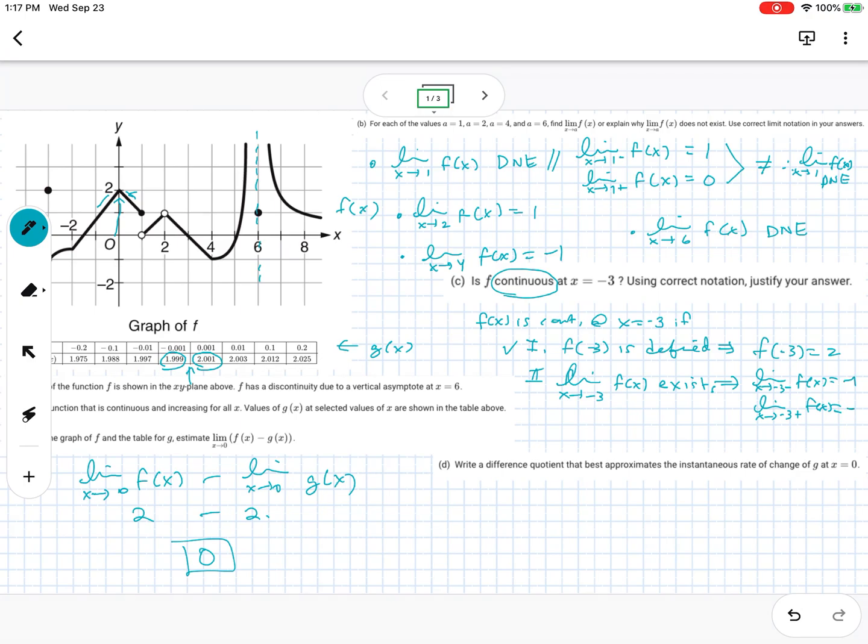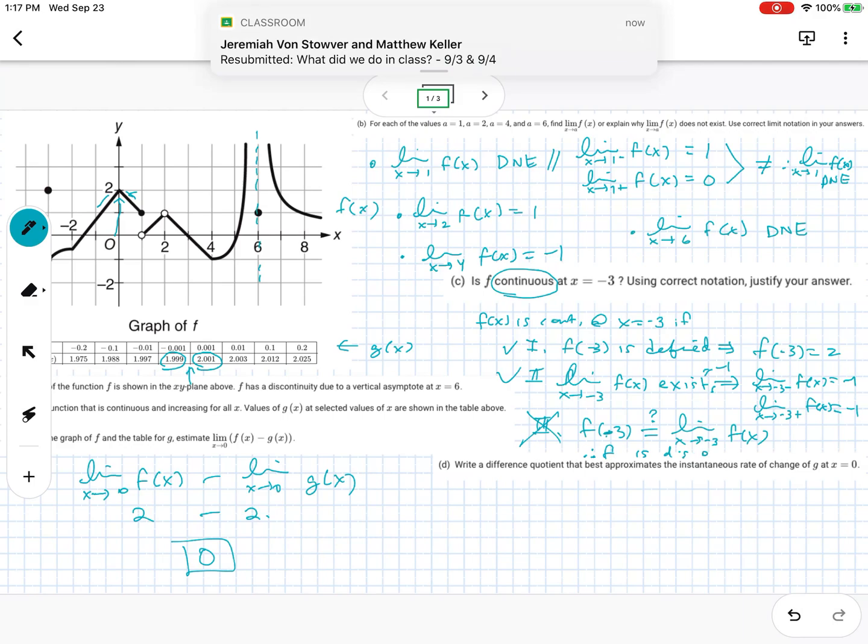And so the left-handed limit is negative 1. The right-handed limit is negative 1. Therefore, it's equal to negative 1. Therefore, it works. And then part 3, f of negative 3, is it equal to the limit as x goes to negative 3 of f of x? No, it's not equal. So, therefore, f is discontinuous at x equals negative 3.